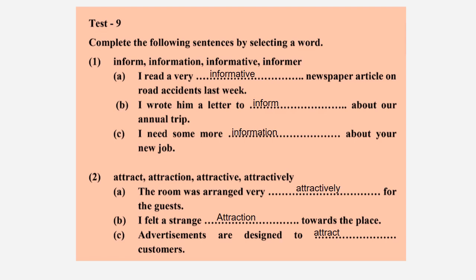நான் அவருக்கு ஒரு கடிதம் எழுதினேன் தெரிவிப்பதற்காக. I need some more information about your new job. எனக்கு உங்களுடைய புது தொழிலை பற்றி நிறைய இன்ஃபர்மேஷன், மேலதிக தகவல்கள் தேவை. Information, தகவல். Right. The room was arranged very attractively for the guest. Attractively, கவர்ச்சியாக. அந்த அறை மிகவும் கவர்ச்சியாக விருந்தினர்களுக்காக அலங்கரிக்கப்பட்டிருந்தது.